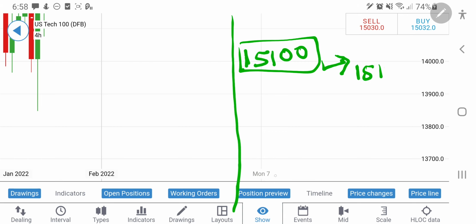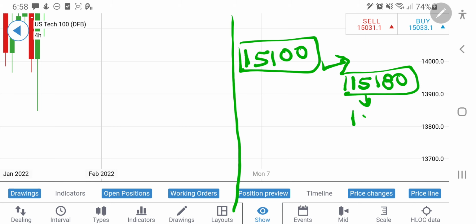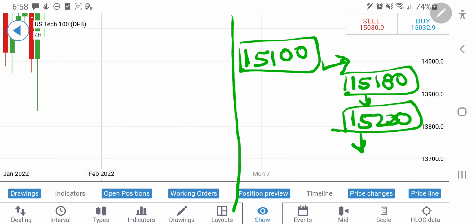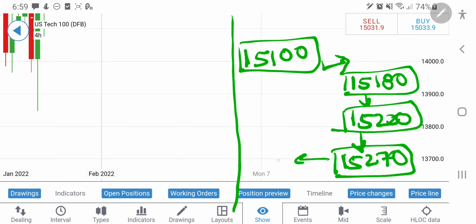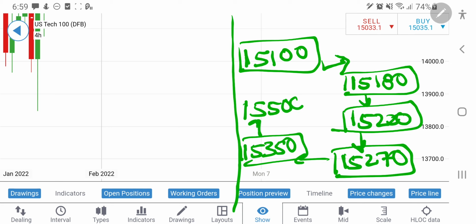Let me correct it a bit. So after 15,100 you take a long entry. You can expect 15,180, 15,220, and then 15,270. Now here it may try to achieve, and beyond that it will try to head towards 15,350, and by tomorrow definitely it might try to hit this zone at 15,500.